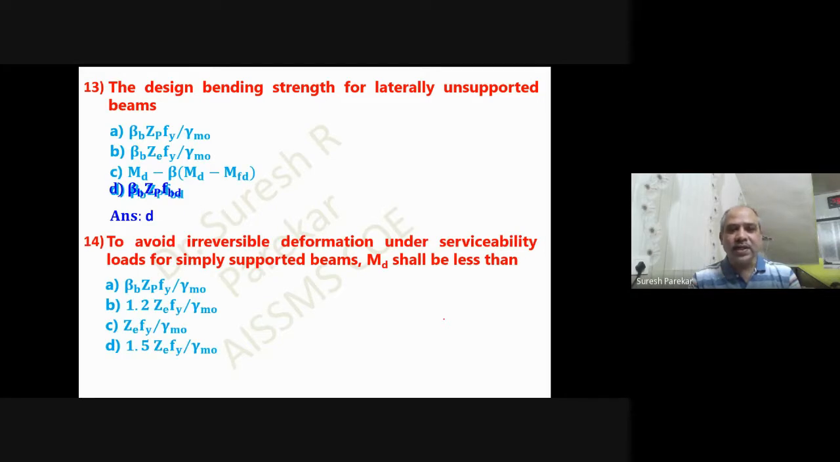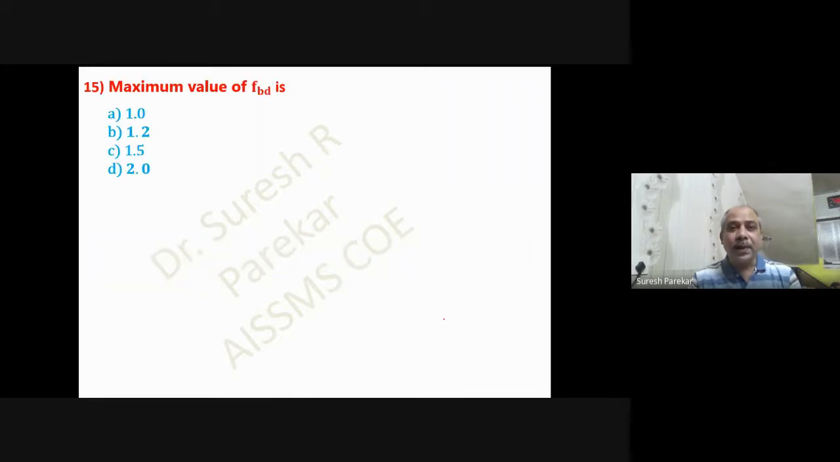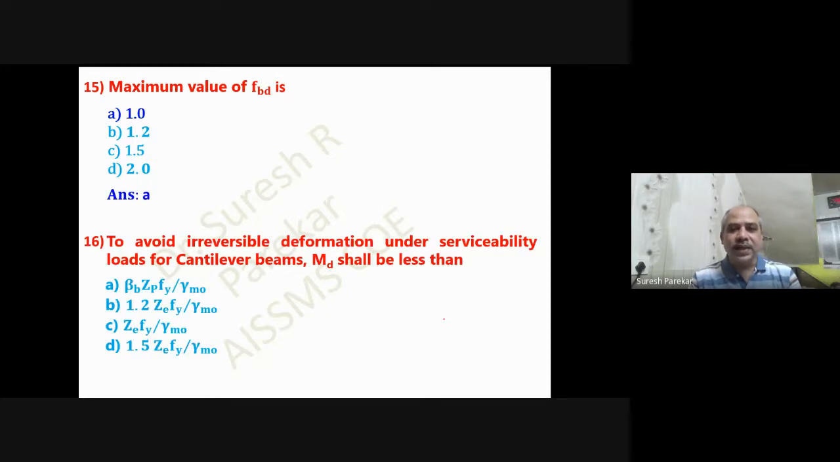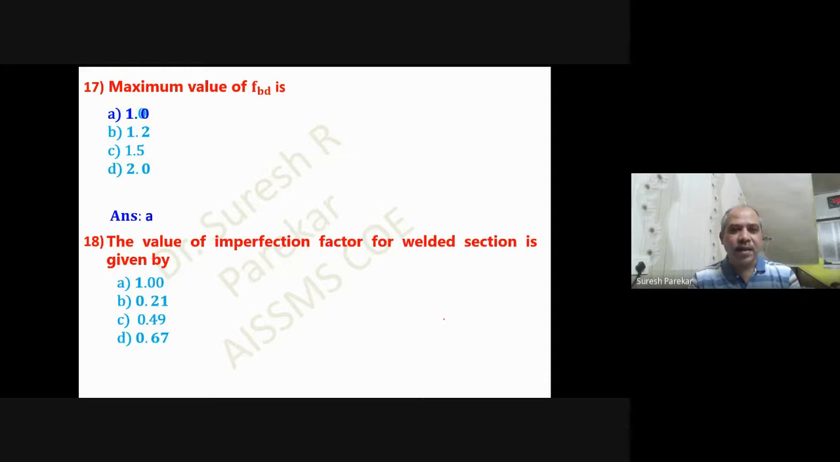To avoid irreversible deformation under serviceability loads for simply supported beams, MD shall be less than 1.2 ZE Fy upon gamma M. The maximum value of FBD is 1. To avoid irreversible deformation under serviceability loads for cantilever beams, it is 1.5 ZE Fy upon gamma M. Before this we had simply supported beams. For the same question, the maximum value of FBD, which we already mentioned, is 1.